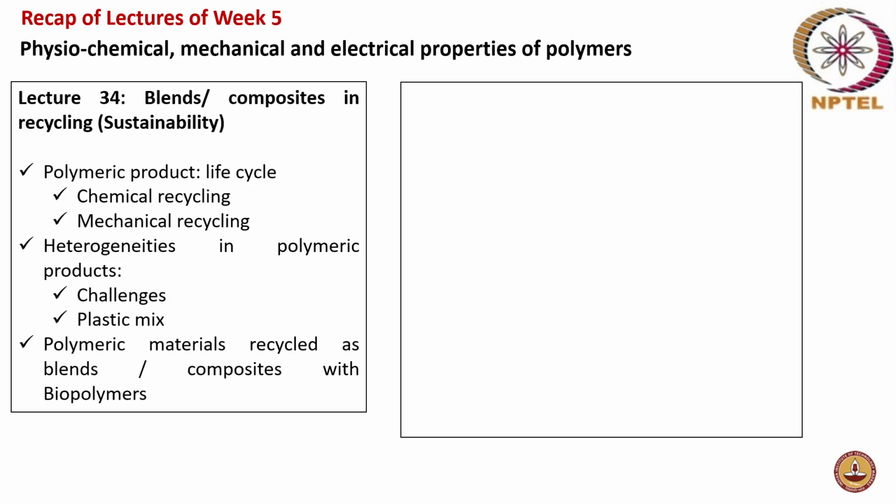This was followed by a lecture on blends and composites in recycling, right? Again there's a complication with respect to heterogeneity in polymer products, where, for example, packaging was discussed, where there are multiple layers, right? And each layer is made up of a different type of polymer and polymer composite, right? So that really gives a challenge in recycling of polymers. Then chemical and mechanical recycling were discussed, and then polymeric materials recycled as blends and composites with biopolymers, like plastic woods, was discussed, right?